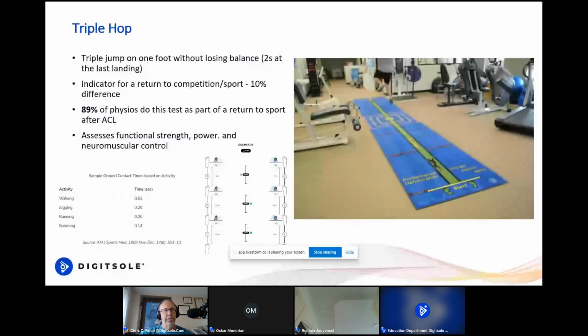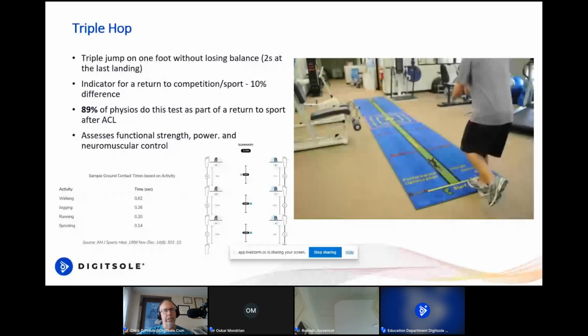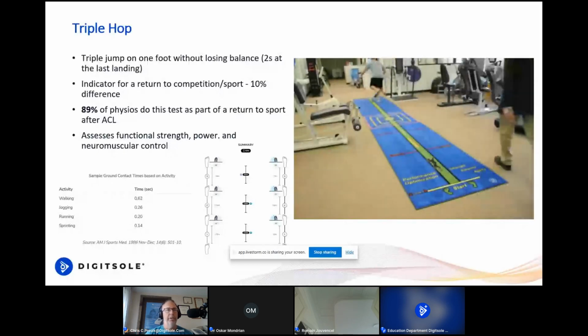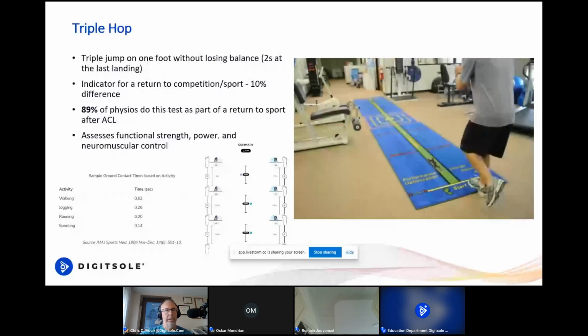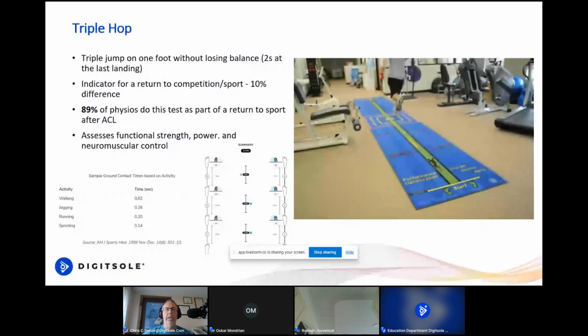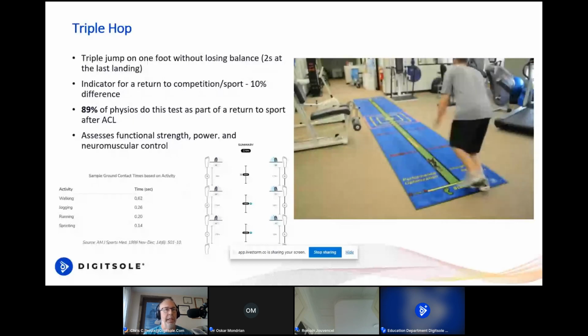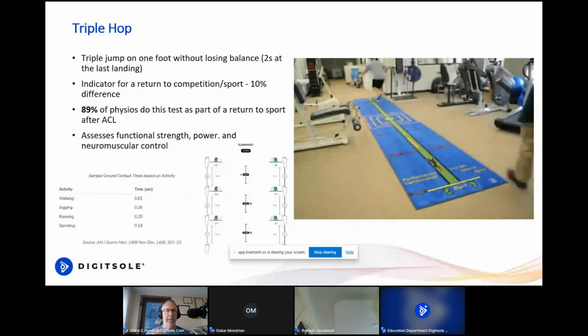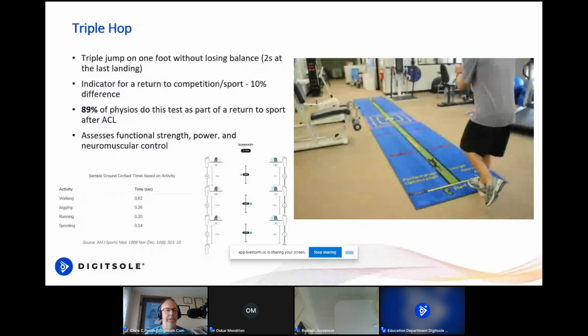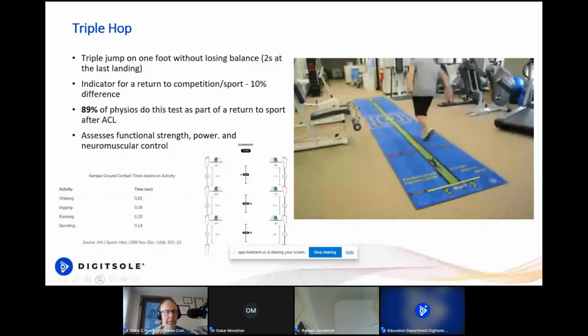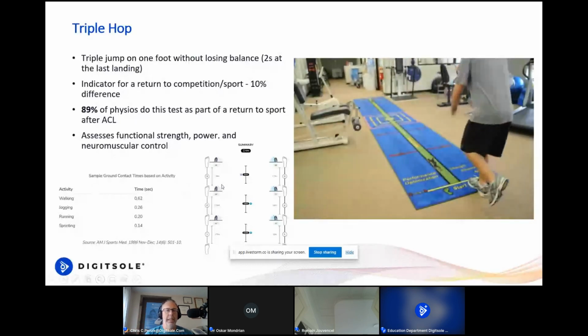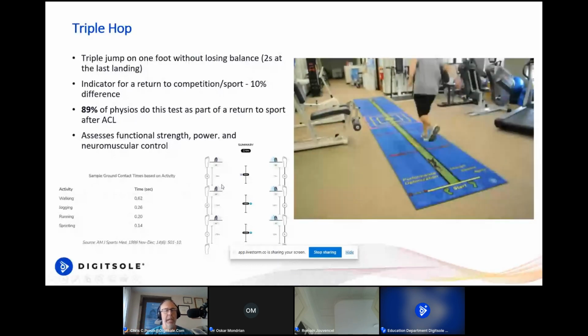This test is also validated as a test of strength and power in performance. So not just for injury, not just for prediction of future injury, but also as a performance indicator that, again, I can use if I am training an athlete to perform at a better level. We'll look at the characteristics here in a moment, but one of the things that I really like is the fact that we get ground reaction time.